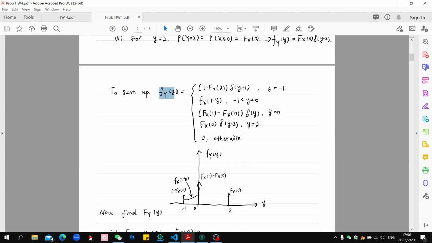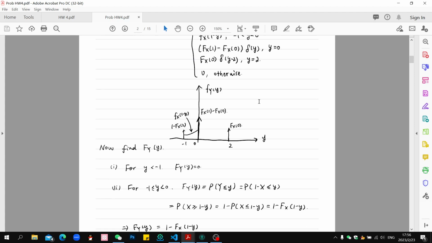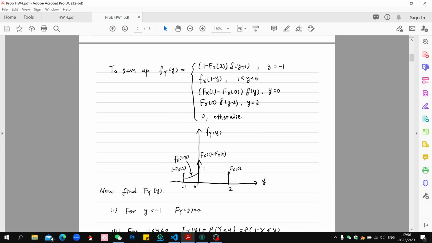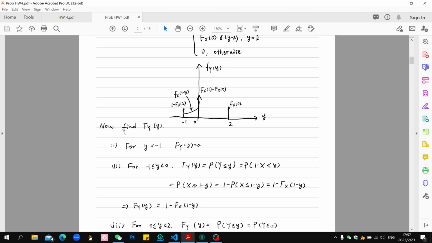And to sum up, we can find an overall expression for small fy. And then we can draw the graph: 1 pulse function, 2 pulse functions, 3 pulse functions, and a small curve between minus 1 and 0. And then we can find big Fy.